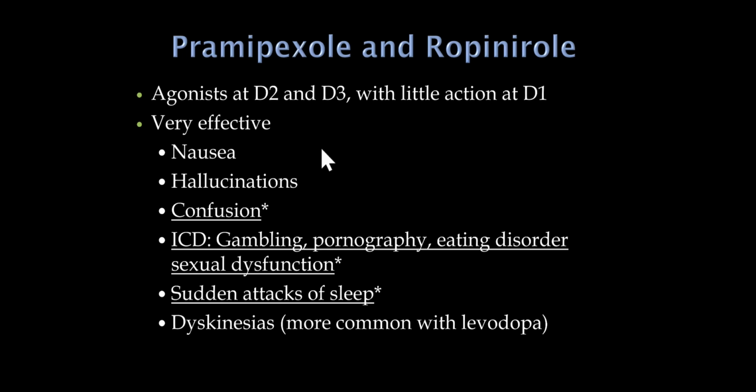So these are agonists at D2 and D3. They don't do much at the D1 receptor. Again, nausea and hallucinations are the two most common side effects of both levodopa and dopamine agonists. So again, dopamine agonists are a little more likely to cause confusion. That's why we don't really like to prescribe this in patients over the age of 65. We often will, but we'll warn patients about the possibility of confusion.